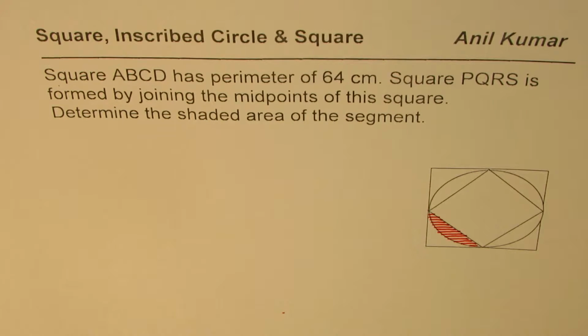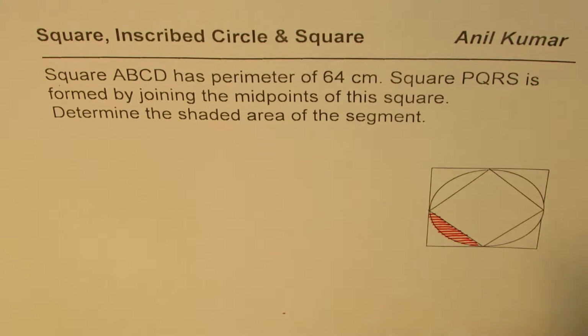I'm Anil Kumar. Here is an example where we have a square with an inscribed circle and then again an inscribed square. The question is: square ABCD has a perimeter of 64 centimeters. Square PQRS is formed by joining the midpoints of the square. Determine the shaded area of the segment.